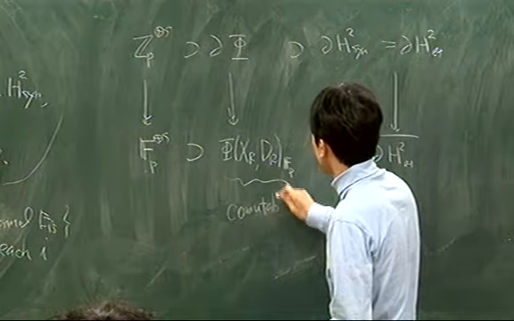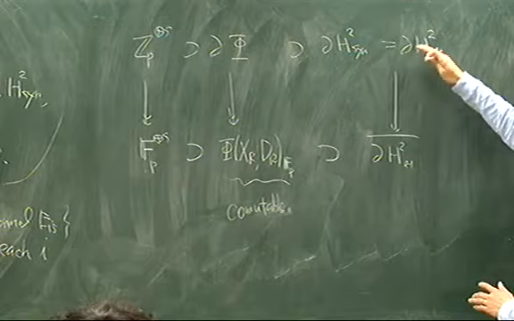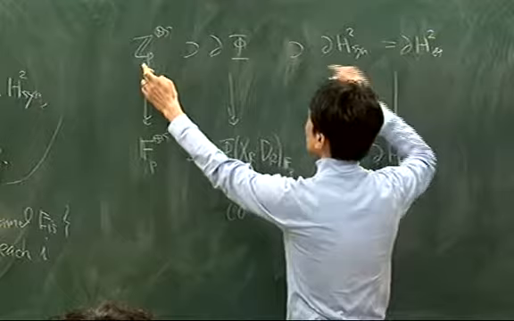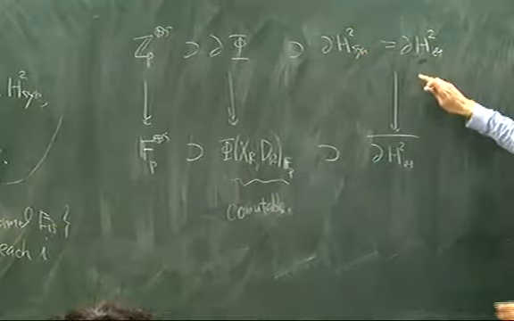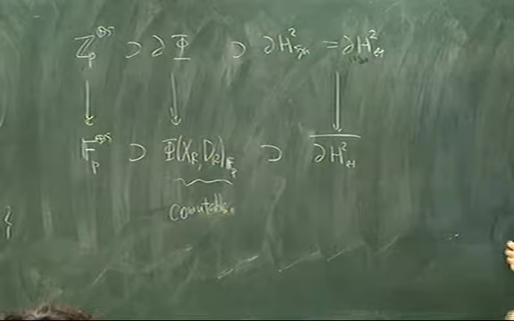Okay. And under some mild conditions, one can show that this space is a direct summand in this space. It means the rank of the delta H2 is equal to the dimension of H2 bar.